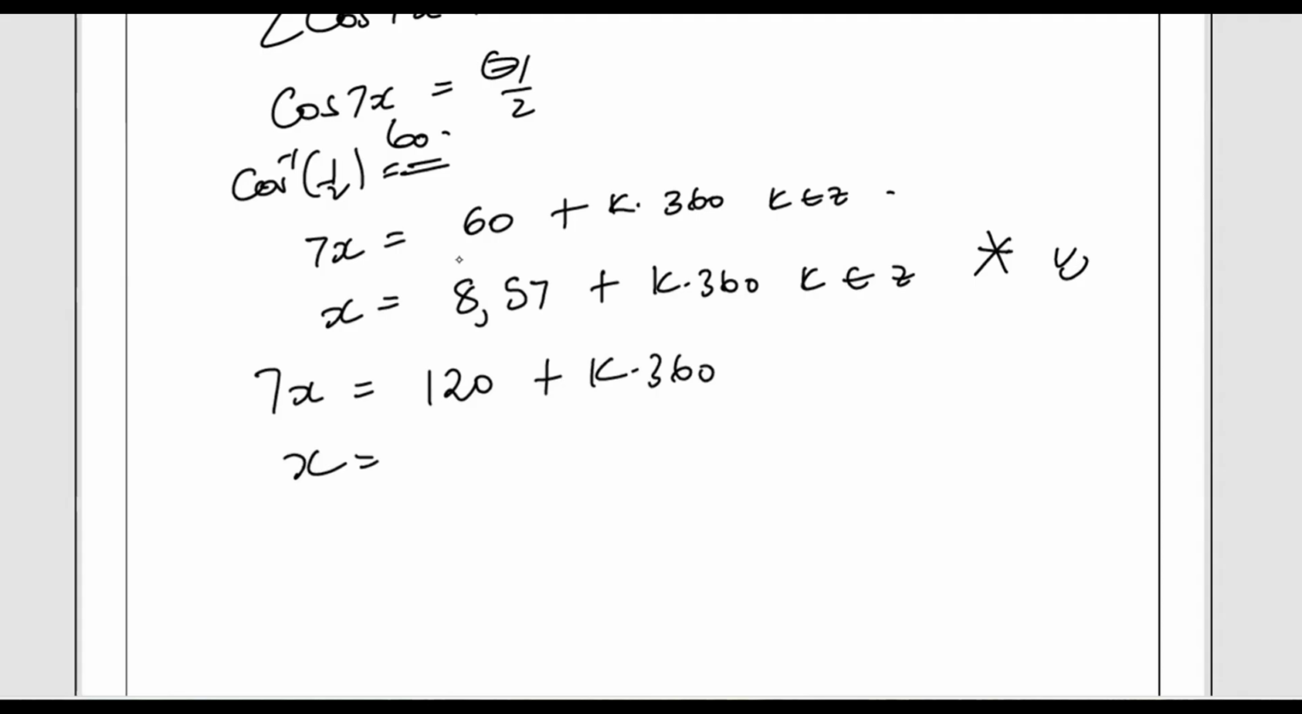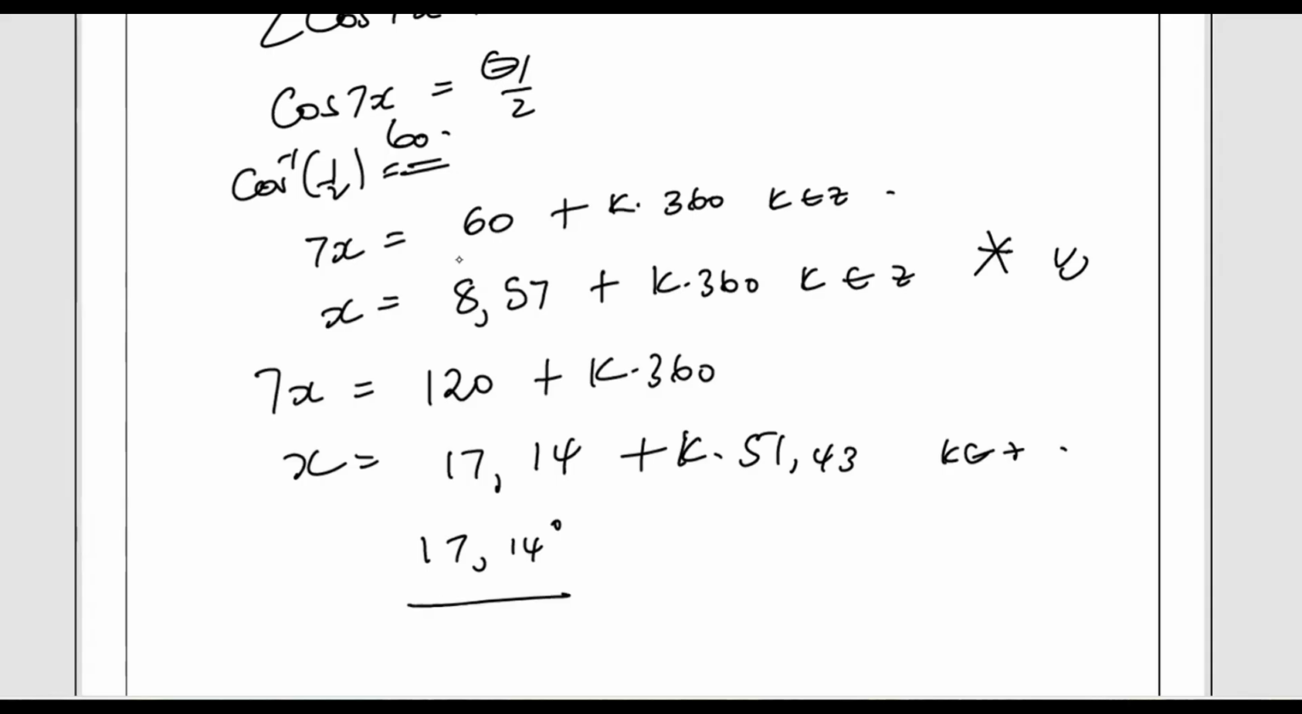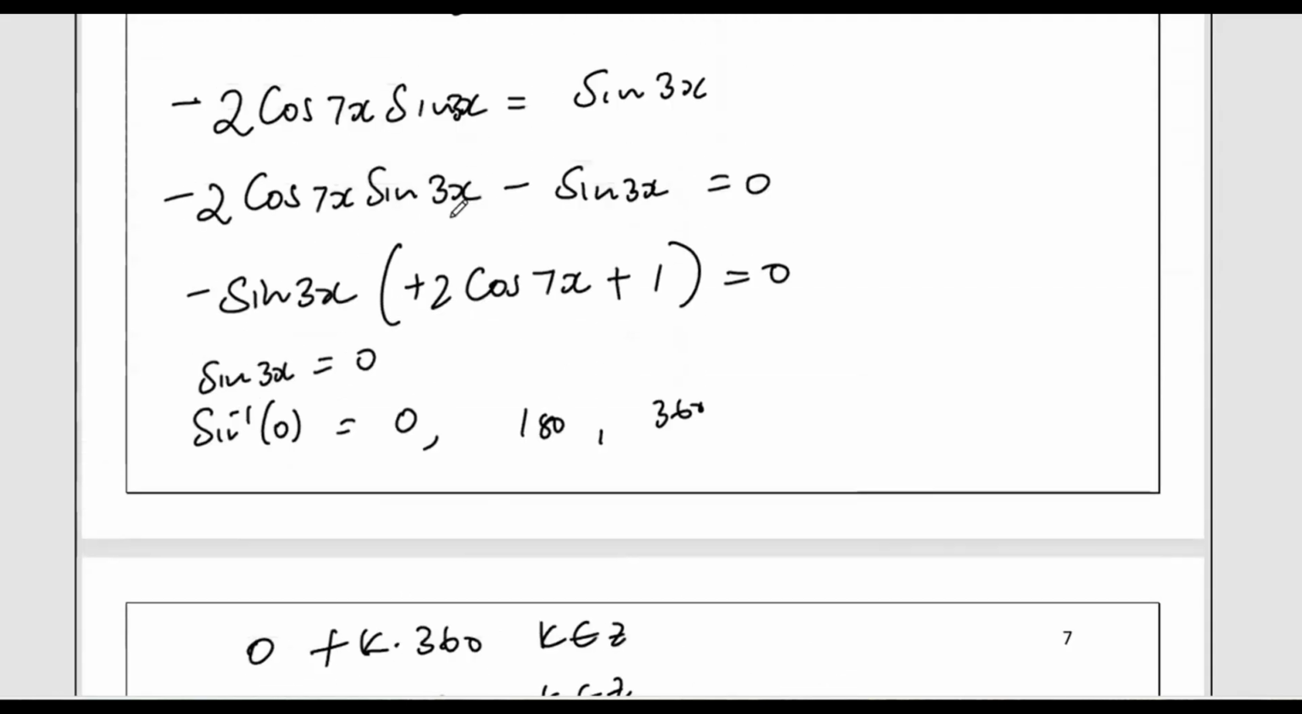120 divided by 7, we're getting 17.14 plus k times 360 divided by 7, which gives us 51.43, k an element of integers. If I replace k with 0, I'm going to have 17.14. If I replace k with a negative, it's going to give me a negative, which I don't want. So this is more or less the solution that I'm getting, 17.14.